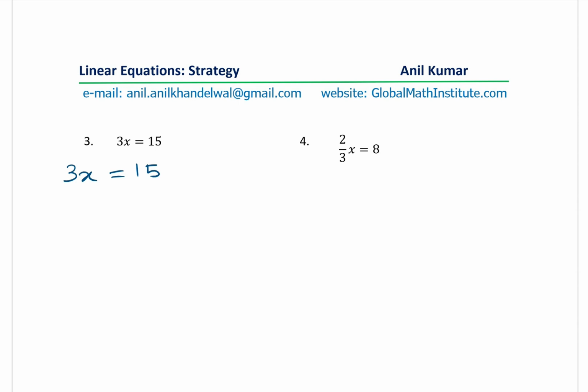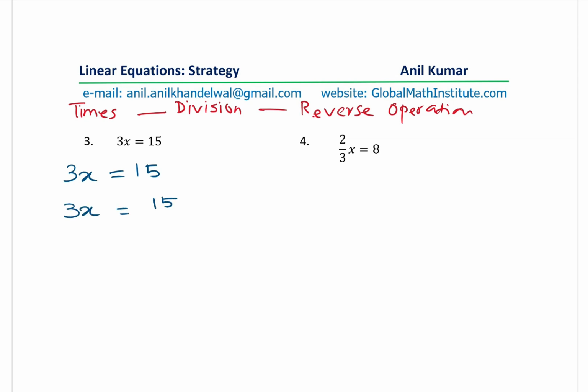So what is the reverse of multiplication? Here we have times, right? So we have to do division. And that is what we say reverse operation. Is it clear? So 3x equals 15. What we are going to do here is that both sides we are going to divide by 3.